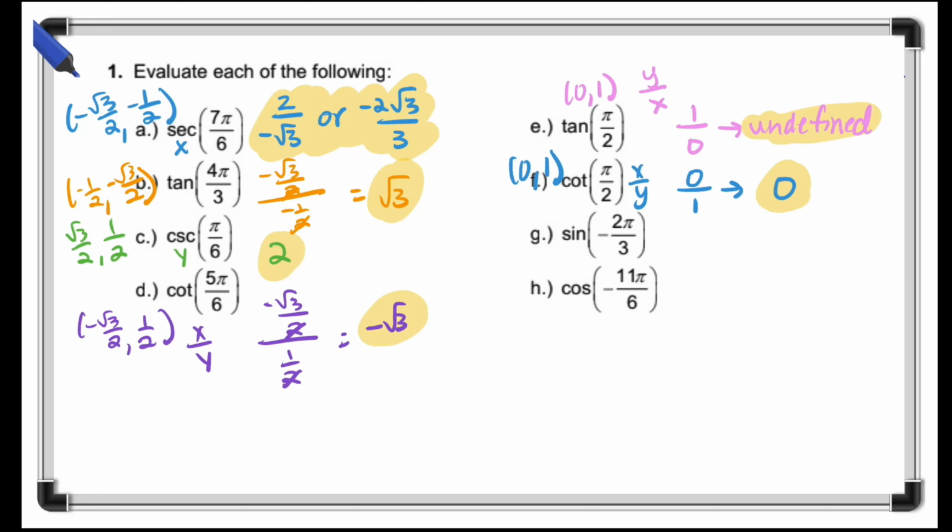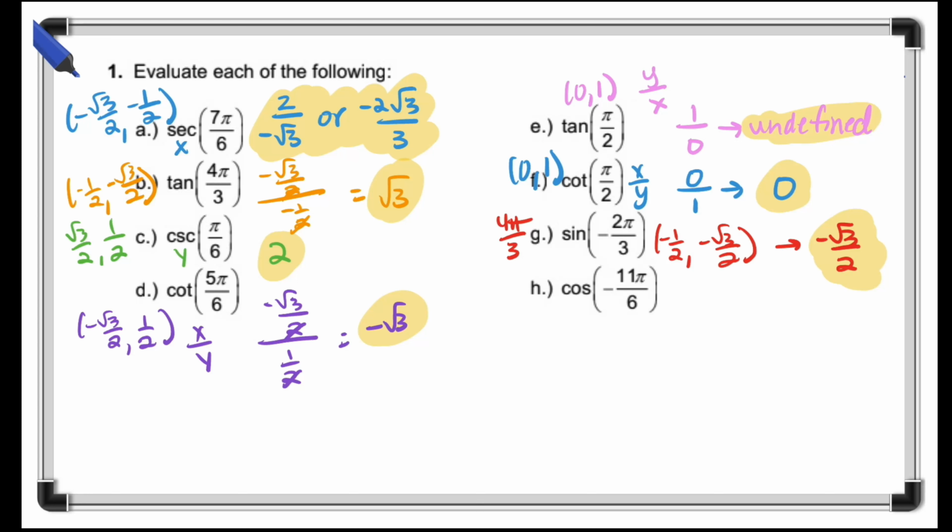In negative 2 pi over 3, again, that would be in the same location as 4 pi over 3. So that terminal point is negative 1/2 and negative root 3 over 2. Our sine value is our y, and that'll be negative root 3 over 2.